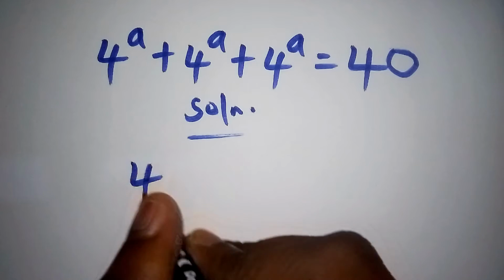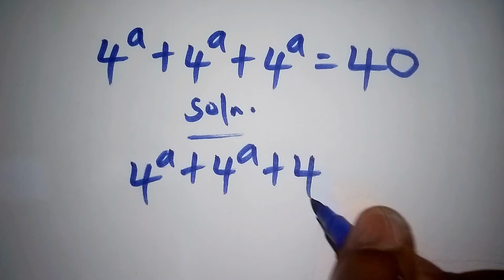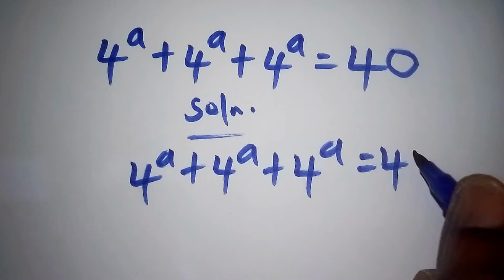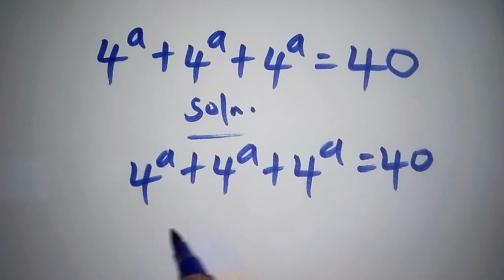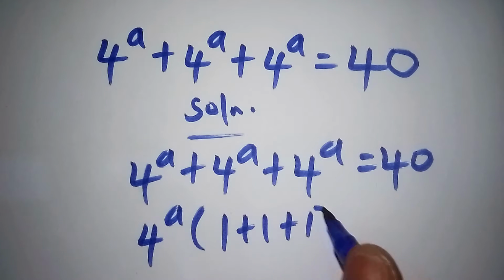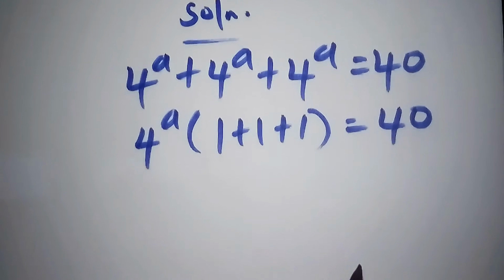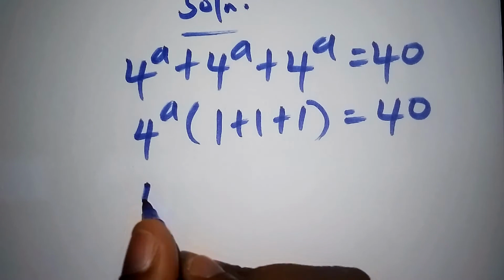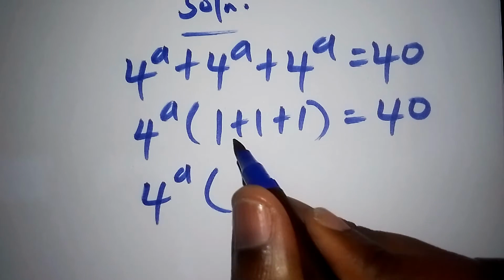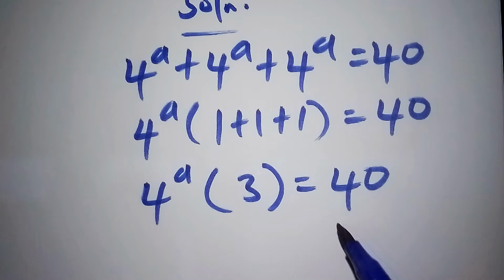Our problem is 4 to the power of a, add 4 to the power of a, add also 4 to the power of a, is equal to 40. When you simplify all of this, it can be written as 4 to the power of a into bracket 1 plus 1 plus 1, is equal to 40. So this can be written as 4 to the power of a into bracket 1 plus 1 plus 1, that is 3, is equal to 40.